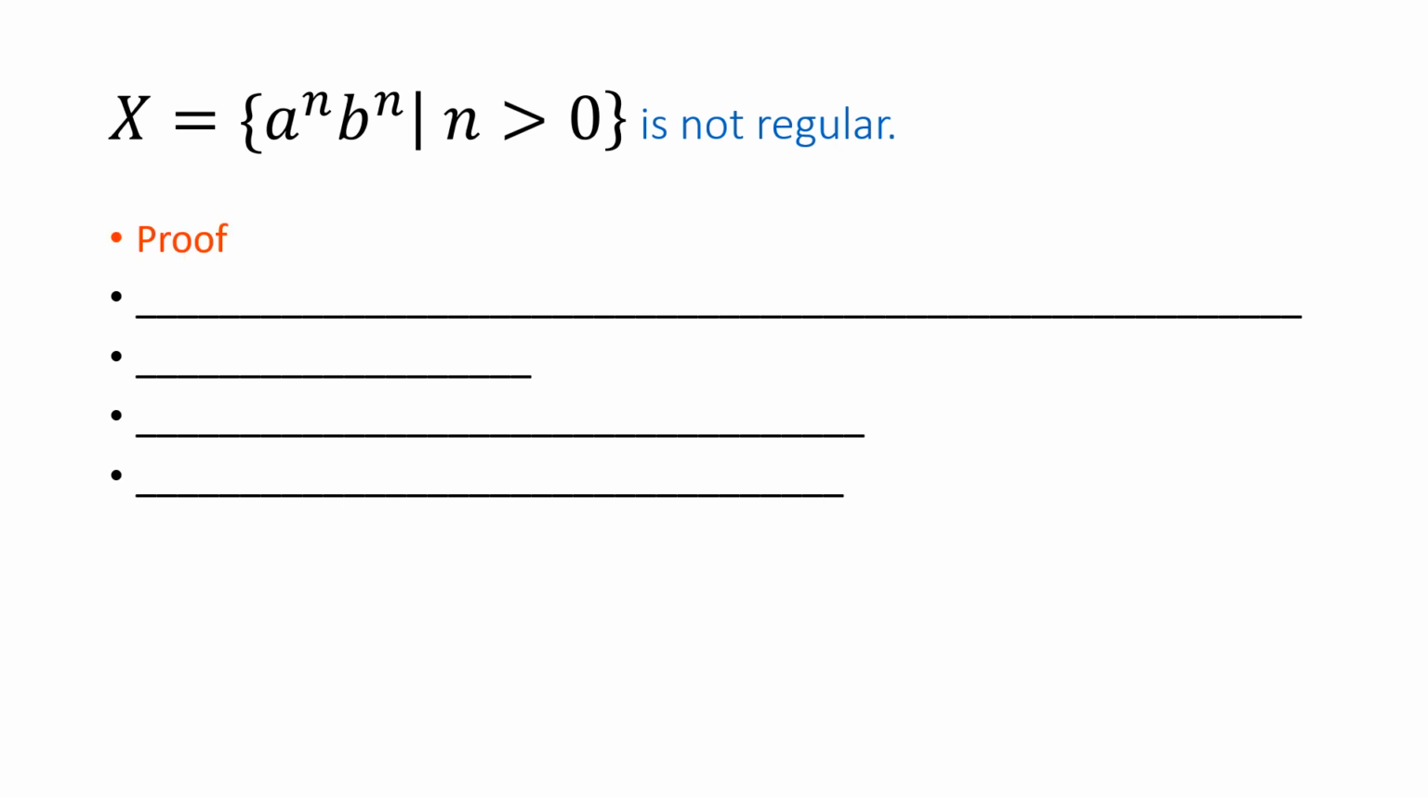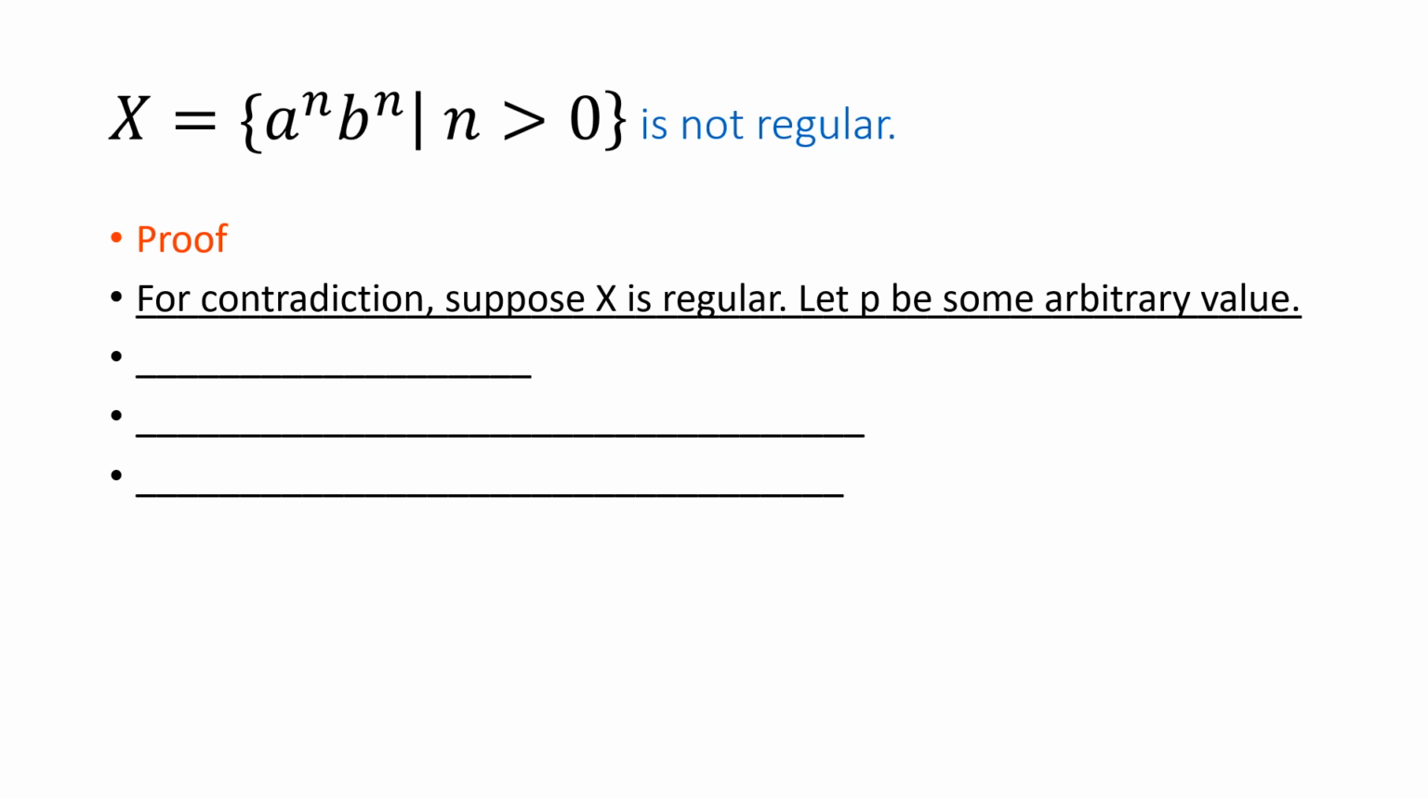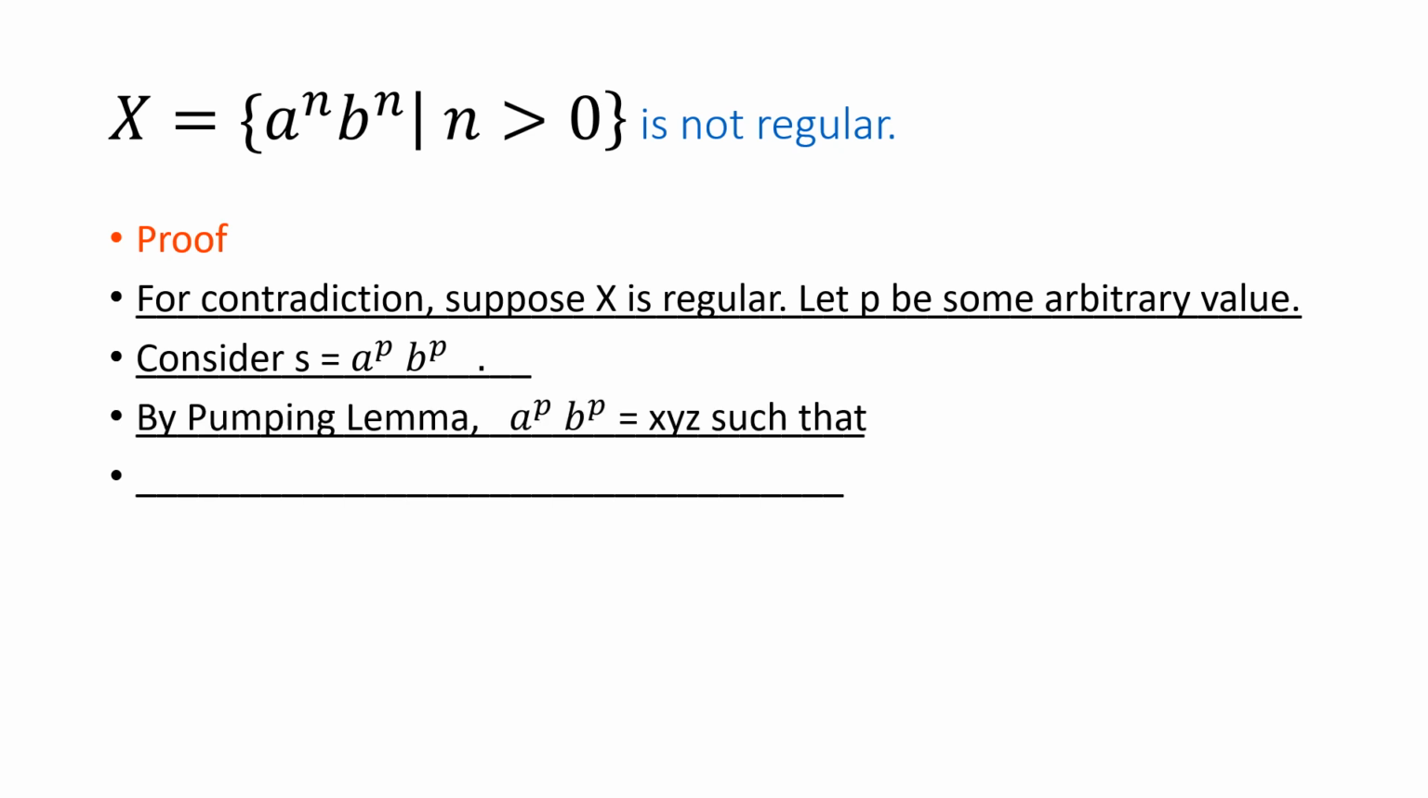Proof. Assume for the sake of contradiction that X is regular. Let p be some arbitrary value. Now, you get to pick a string s, which is equal to a to the p, b to the p. By the pumping lemma, a to the p, b to the p is equal to xyz, where y is not epsilon, the length of xy is less than or equal to p, and for i greater than or equal to 0, x y to the i z is in X.